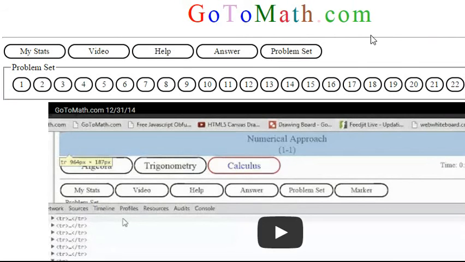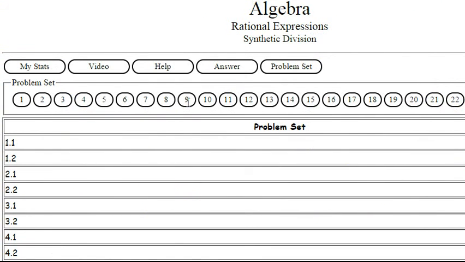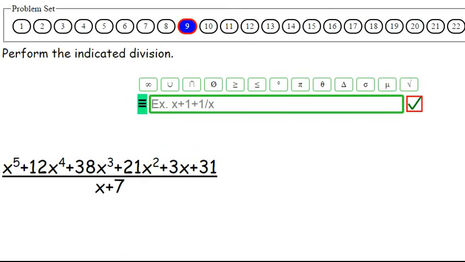We're going to go to math.com. See you next problem. Okay, we're over here, go to math.com, click on algebra, go down to synthetic division. We are doing 9.1, I believe. That is terrible looking.